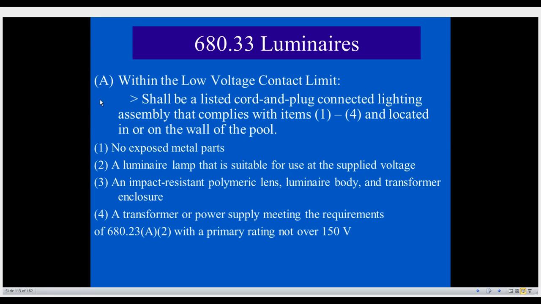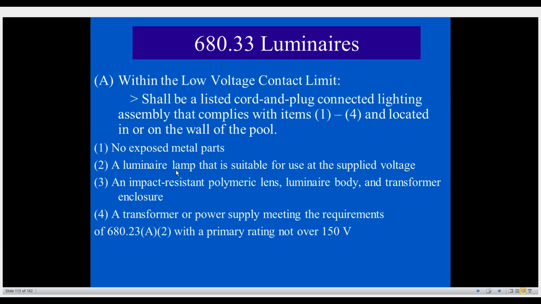And so if that's the kind of luminaire that we're dealing with, the code says the luminaire shall be part of a cord and plug connected lighting assembly. This assembly shall be listed as an assembly for the purpose of having the following construction features. Okay, and you're given 1 through 4. So first of all, it's got to be a listed assembly that's designed to work with this storable pool. So we're looking for this listed low voltage contact assembly. It can have no exposed metal parts. Okay, so obviously all the parts outside of it are non-metallic.